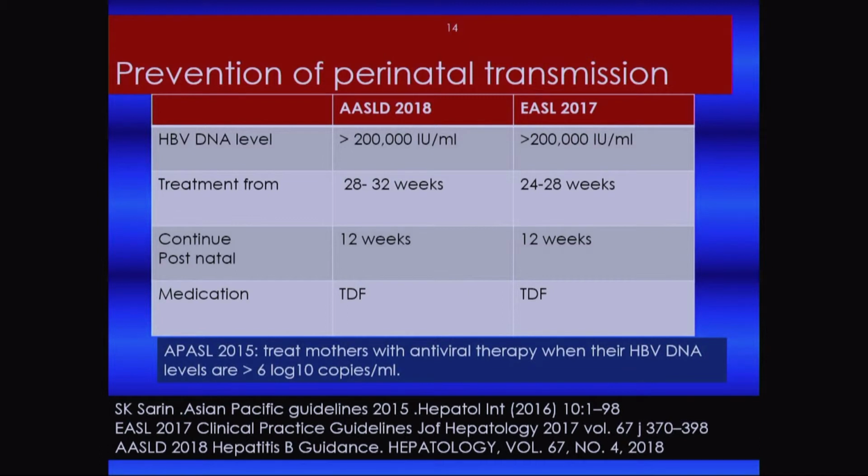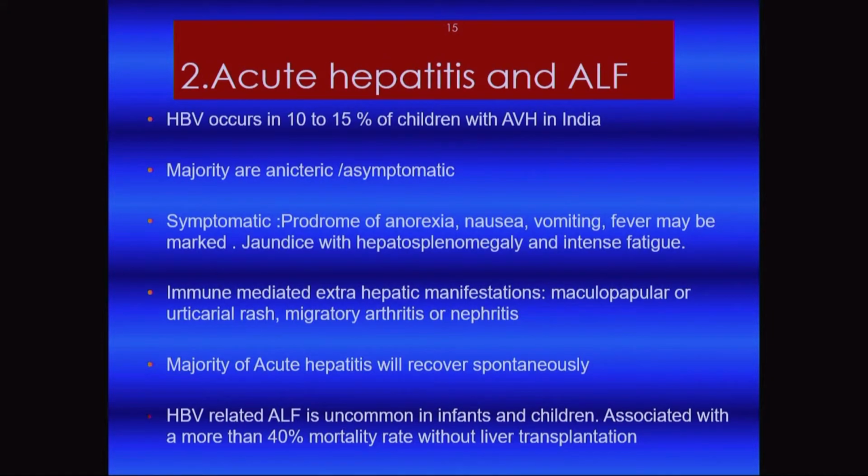Yes, you have to treat the mother who's HBsAg positive. When will you treat? When the HBV DNA level is more than 200,000 IU per ml, that is more or less more than 10 to the power of 6. When will you start treating? The 3rd trimester, but there is a slight variation between EASL and AASLD, but probably we start at 28 weeks, continue till 12 weeks, so till the mother starts it, and then what is the medication now recommended? Though it is not class A, probably class B, tenofovir is advised for that treatment. What does APASL say? Yes, you have to treat with antiviral therapy when the HBV DNA is more than 6 logs or 10 to the power of 6. So you know that this group requires treatment.